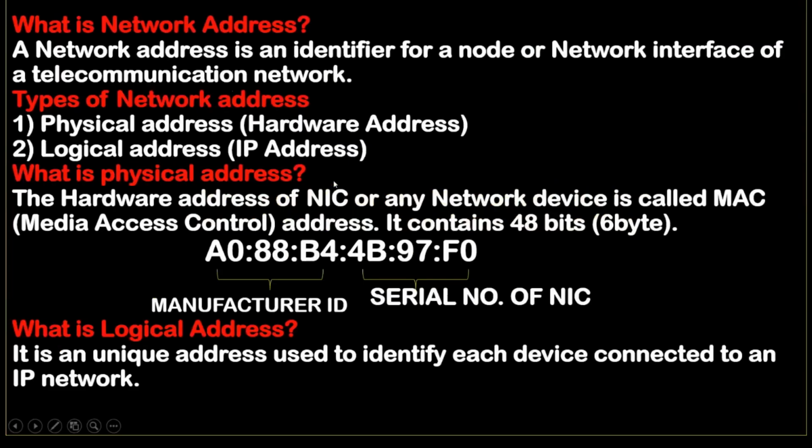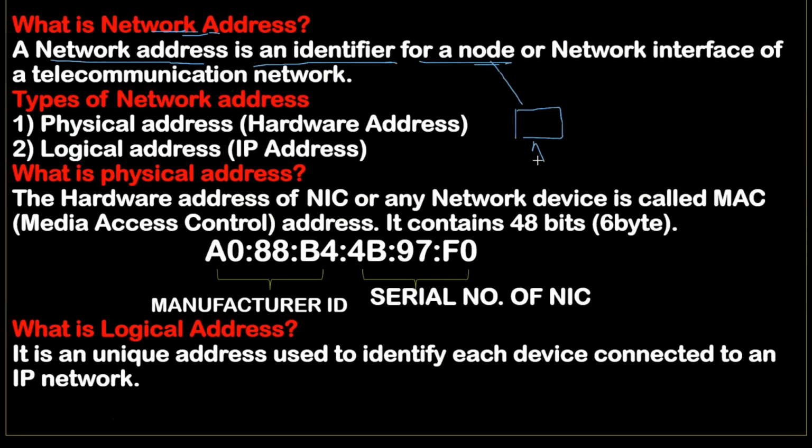In IP addressing, the first thing is: what is a network address? A network address is an identifier for a node. Identifier for a node means what? Here we can say any device which is connecting with a network is called a node.